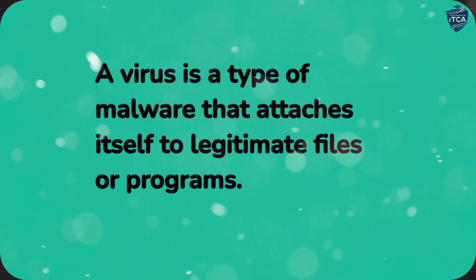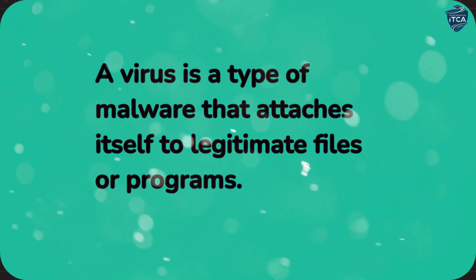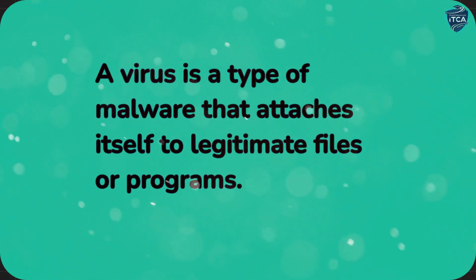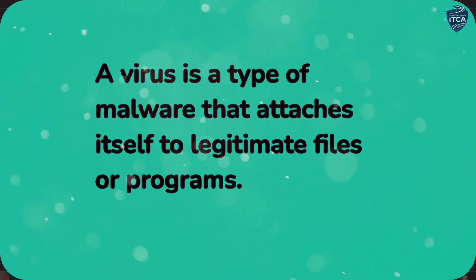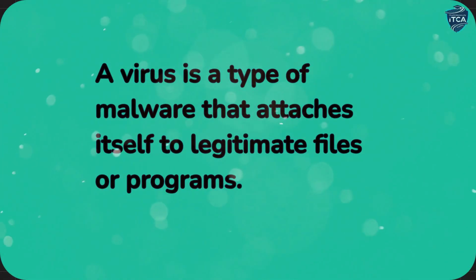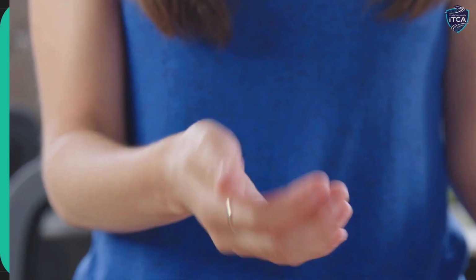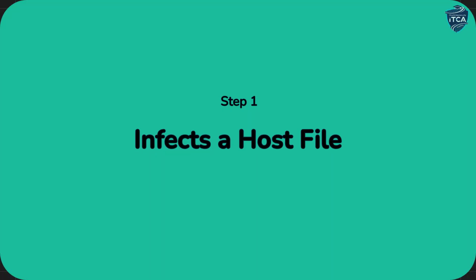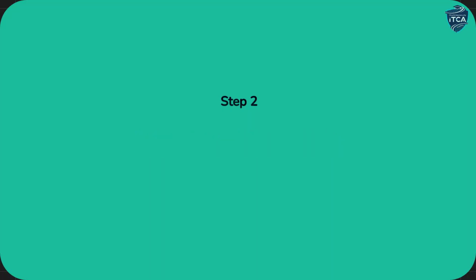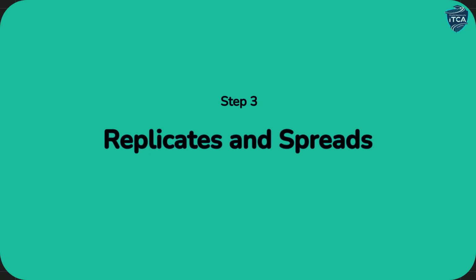A virus is a type of malware that attaches itself to legitimate files or programs. Think of it like a parasite. It needs a host to survive and spread. Here's how it usually operates. First, it infects a host file. For example, it could be a Word document. Next, the moment you open that file, the virus activates. From there, it replicates, jumping to other files or even spreading across systems, looking for its next victim.